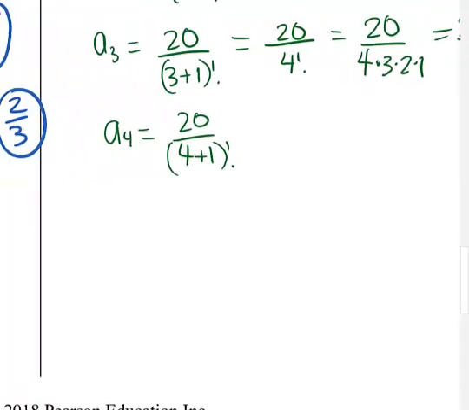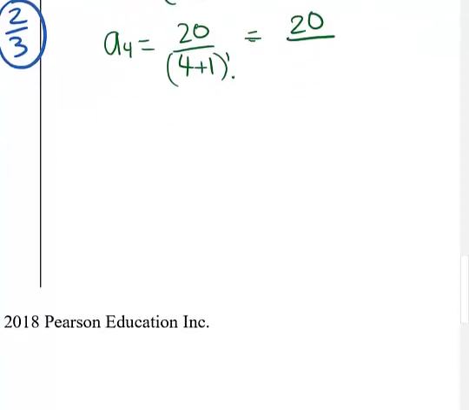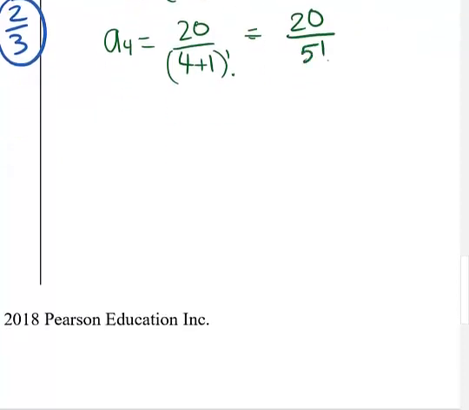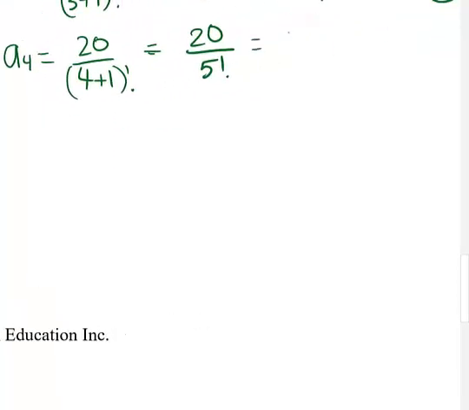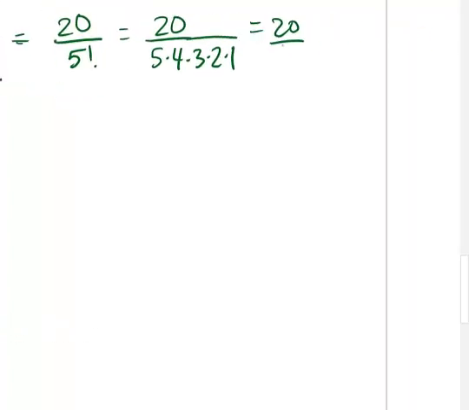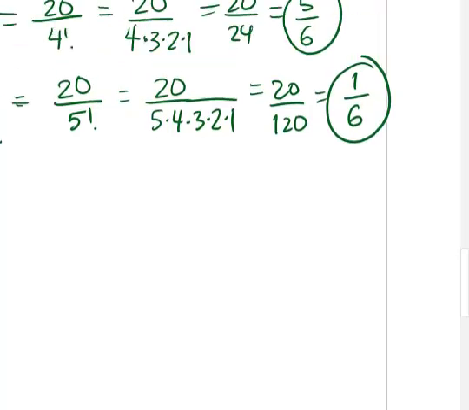Okay, and then the last one we care about, 20 over, I have to add those numbers together before I factorial it. 4 plus 1 is 5 factorial. We'll have 20 over 5 times 4 times 3 times 2 times 1. That's 20 over 120, I believe. Is that right? Let's see. 6 times 1, 21. Yeah, okay. And that reduces to 1/6. Yeah, alright, there we go.